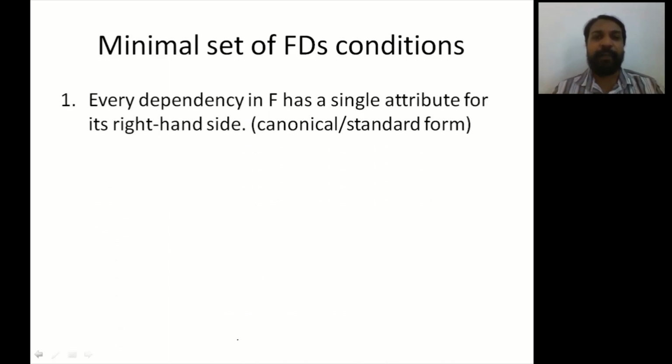What are the conditions for a minimal set of functional dependencies? There are mainly 3 conditions. First condition: every dependency in F has a single attribute for its right hand side. So every functional dependency should be in the canonical or standard form. That is, in the RHS part, there should be only a single attribute. If there is a functional dependency X to ABC, we have to convert it into X to A, X to B, X to C. We have already seen Armstrong's rule for that. That is the first condition.